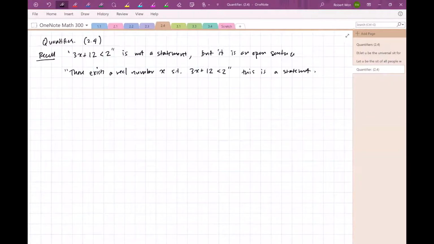So as you plug in different values of x, it is true or it's false, depending on what x's you plug in. But now the statement contains this phrase, there exists a real number x such that 3x + 12 < 2. So this clause quantifies the variable x. It tells you what you mean by x. And so that makes the whole sentence a statement. And so this is the first example of a quantifier. This is our first quantifier. There are two quantifiers that we need to worry about.